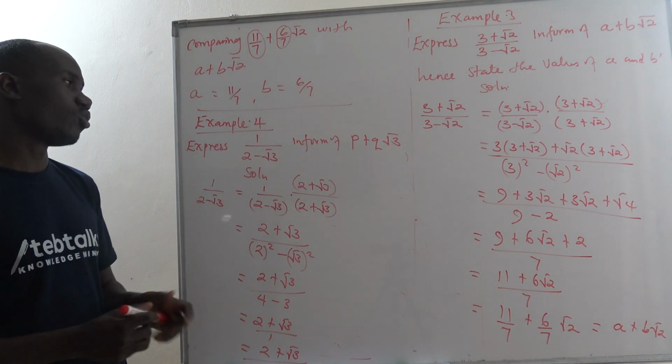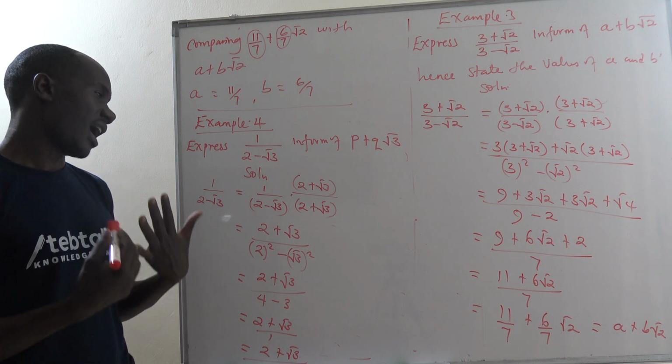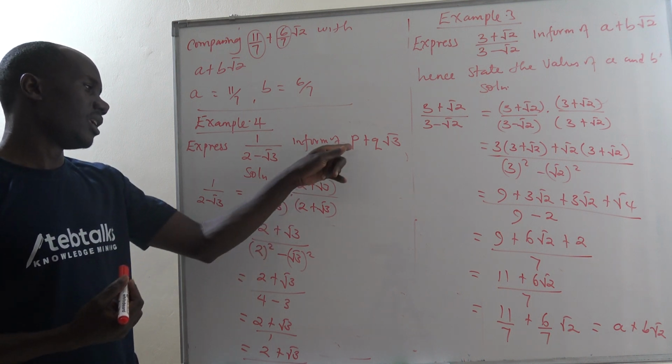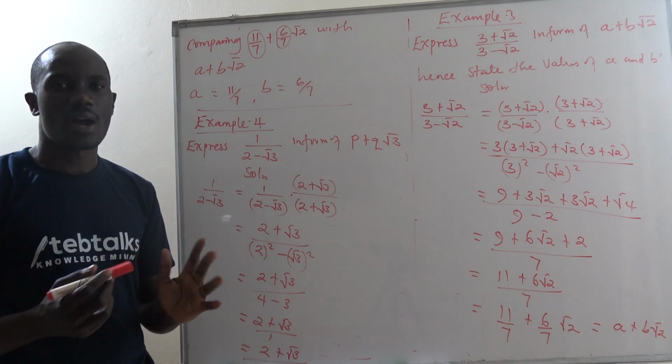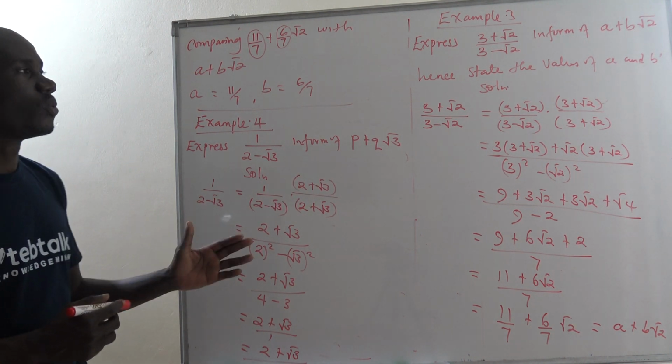So you have seen that you have already expressed it in the form of that one. So if they ask you to state the values of P and Q, it means P will be 2 and Q will be 1. That's what we normally do.